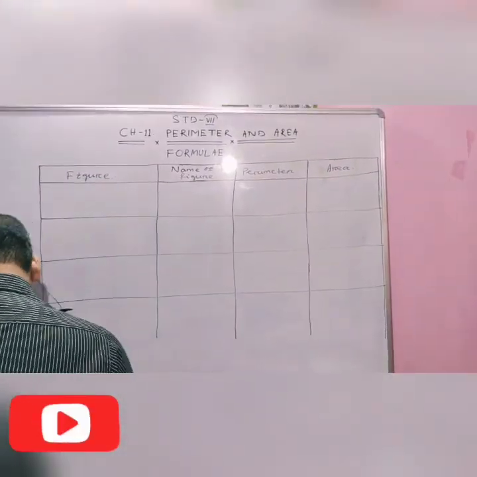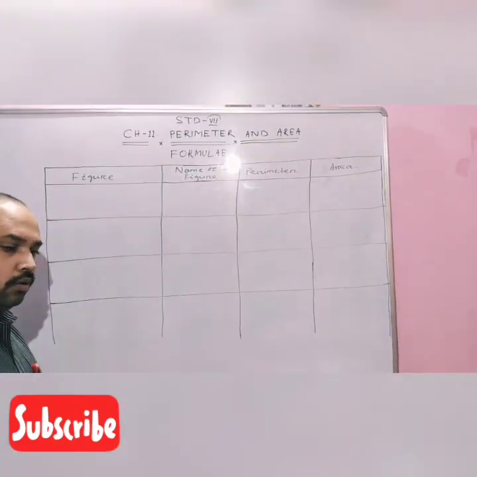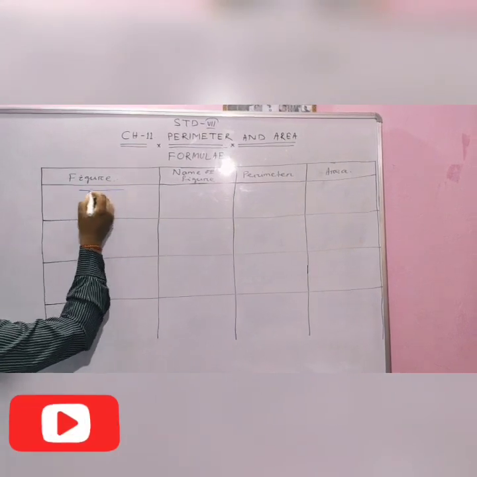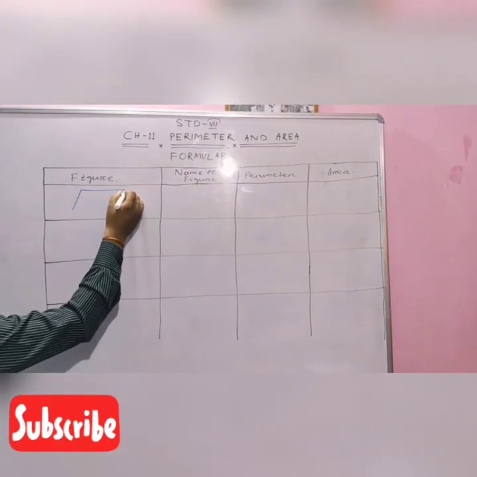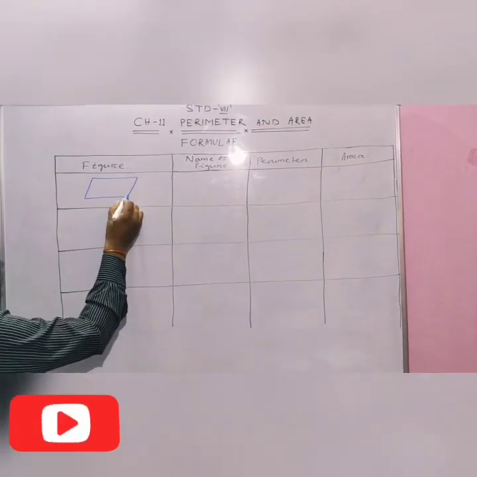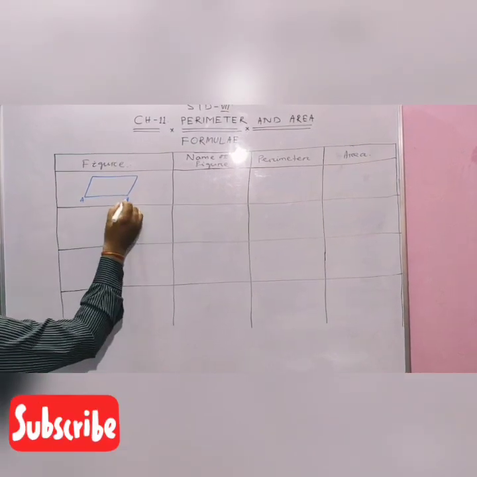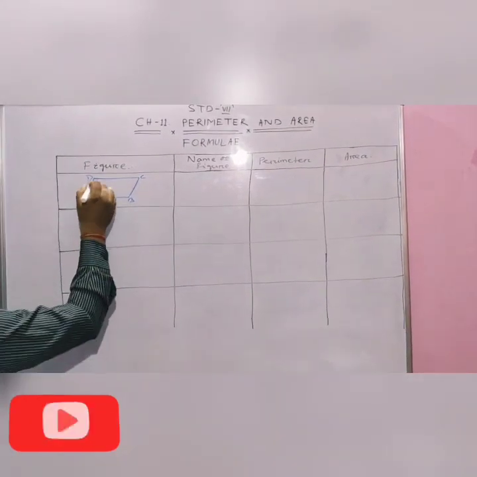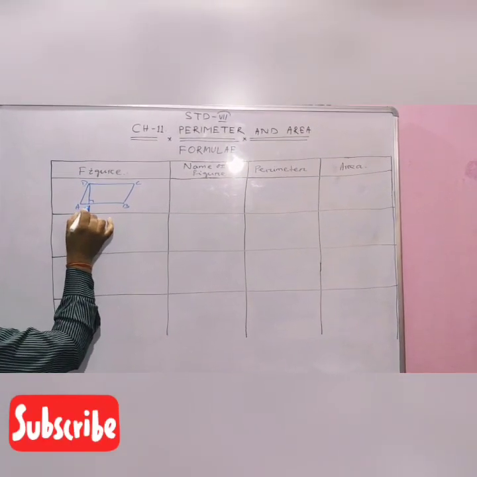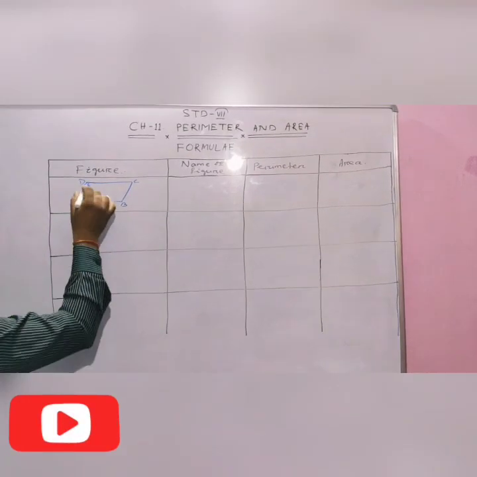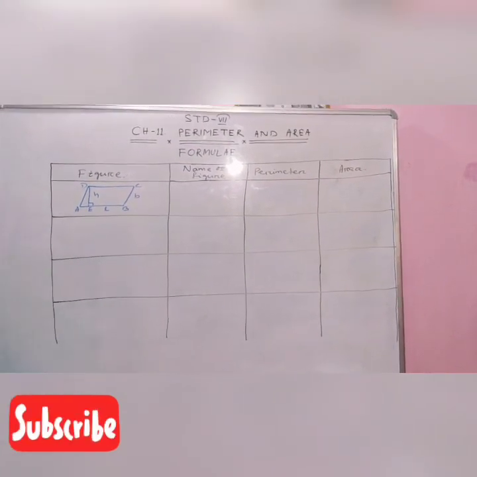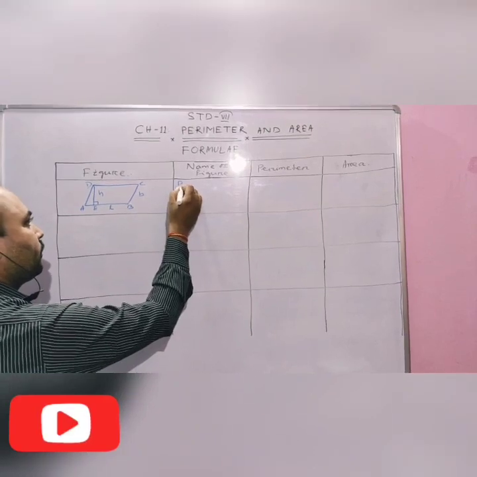Now we will find out the formula of the parallelogram. You already know what is called a parallelogram. Parallelogram is a quadrilateral whose opposite sides are equal and parallel. It is known as a parallelogram, yes or no? ABCD is a parallelogram. Here I am drawing one height, for it is E. Height I have named H. It is L and it is B. The figure name is parallelogram.